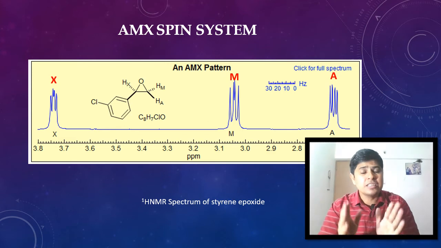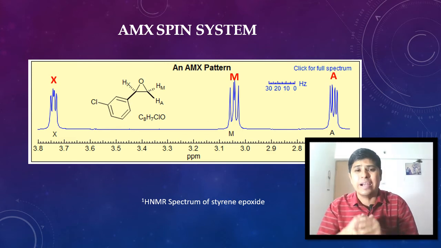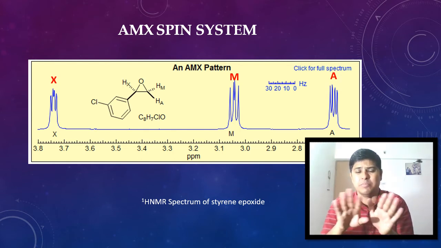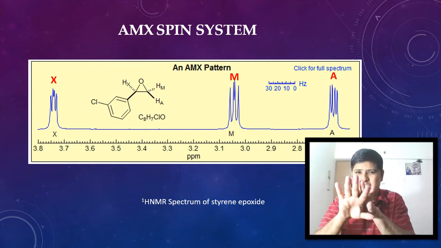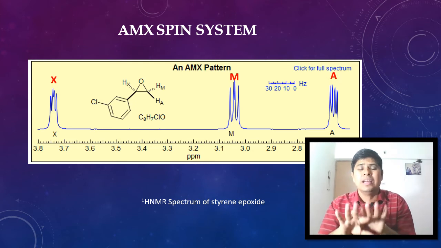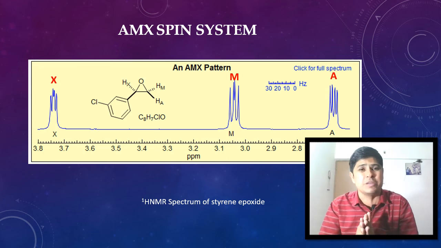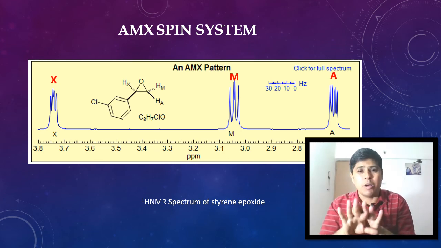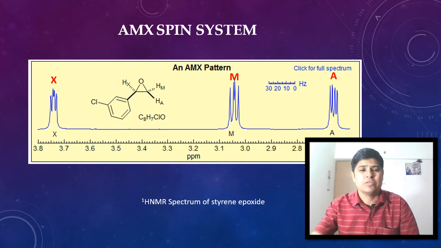If these three doublets of doublet are not widely separated from each other, and there is overlapping of these multiplets, then we have to designate that spin system as an ABC spin system or an ABX spin system, depending upon the overlapping of the multiplets. So this is about the AMX spin system.